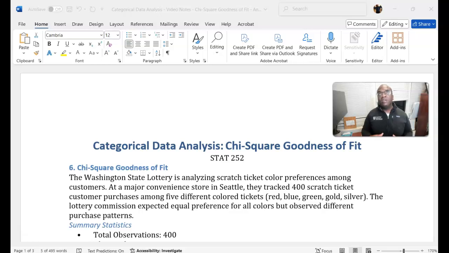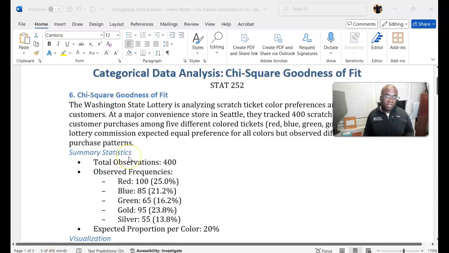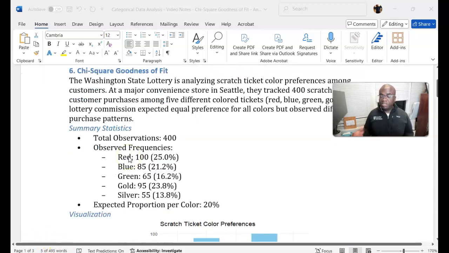All right. So here's what we expect to see: 20% each because there's 5 different colors, 1 divided by 5. Since it's equal, we should see 20% of each color, okay? And so with that being the case, do we see that?